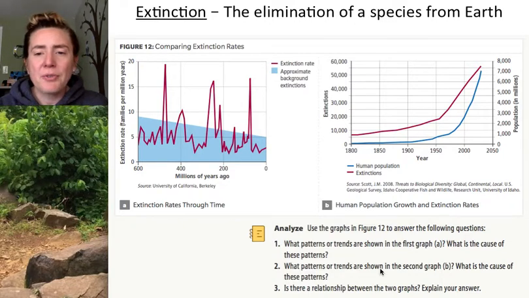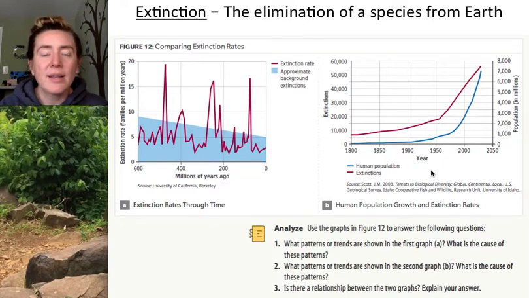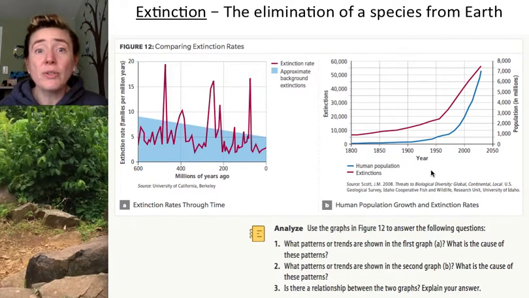The second question says, what patterns or trends are shown on the second graph? This one shows us our human population and the number of extinction events that are happening. If you can see, the trend does look like one influences the other, that humans are influencing the rate at which other organisms are going extinct. What could possibly be the cause of that? Carbon dioxide emissions, deforestation, overfishing, overkilling or poaching of other organisms, habitat infringement, pollution, all of those could go hand in hand with it.